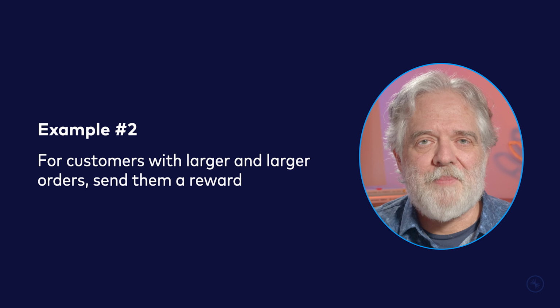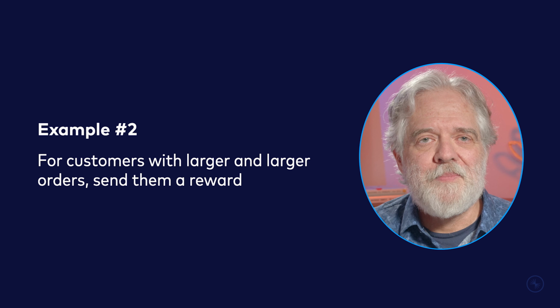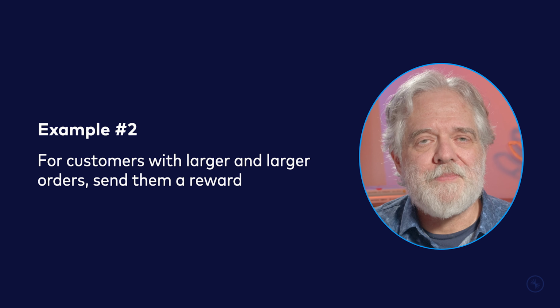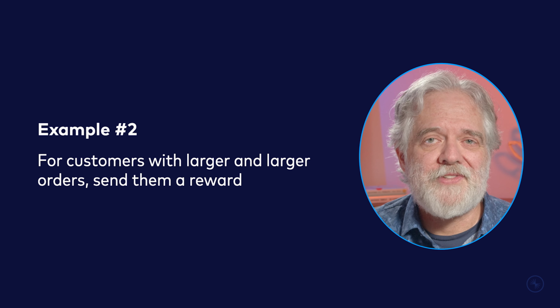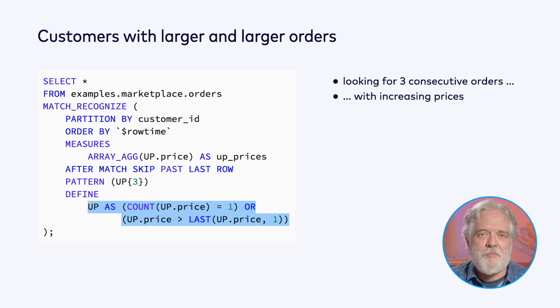In this next example, we are going to look for customers whose orders keep increasing in price, perhaps with the goal in mind of offering them some sort of reward, like an offer for free shipping. Just like the first example, this pattern is also being applied to the orders table, but this time it is partitioned by the customer ID. Once again, it is ordered by the system-provided row time column. Here then is the pattern. It's a sequence of 3 consecutive orders, where the price has gone up each time.